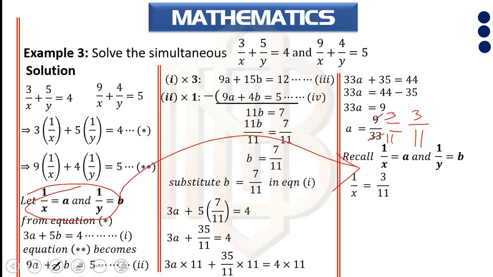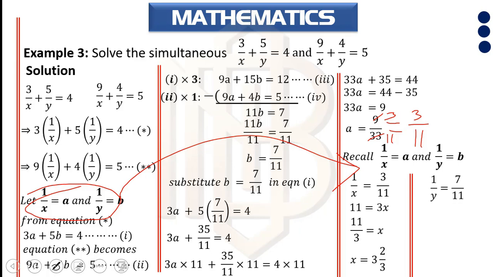So if you do that, 1 over x equals 3 over 11 according to what we have here, and 1 over y equals 7 over 11. But let's evaluate our value of x first. From there, you can see x equals 11 over 3. x is therefore equal to 3 and 2 over 3. Now, for the other case, 1 over y is going to be equal to 7 over 11.